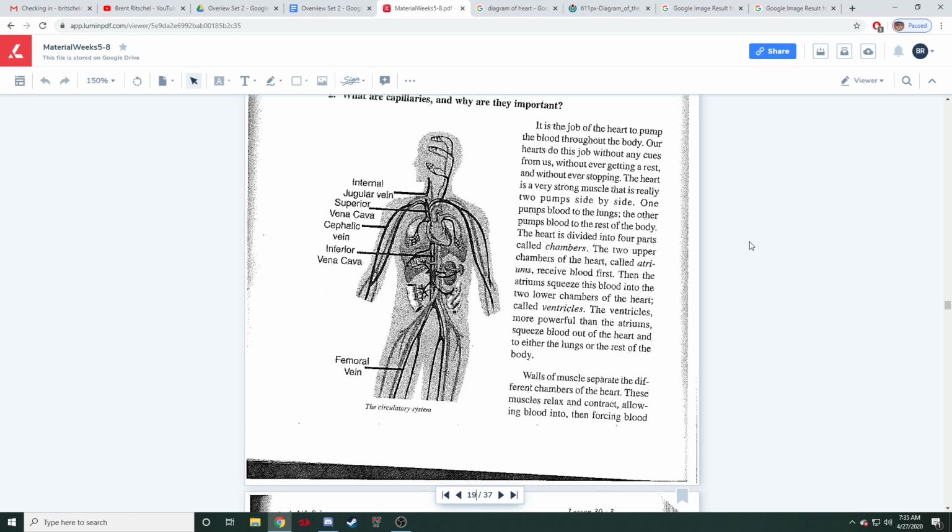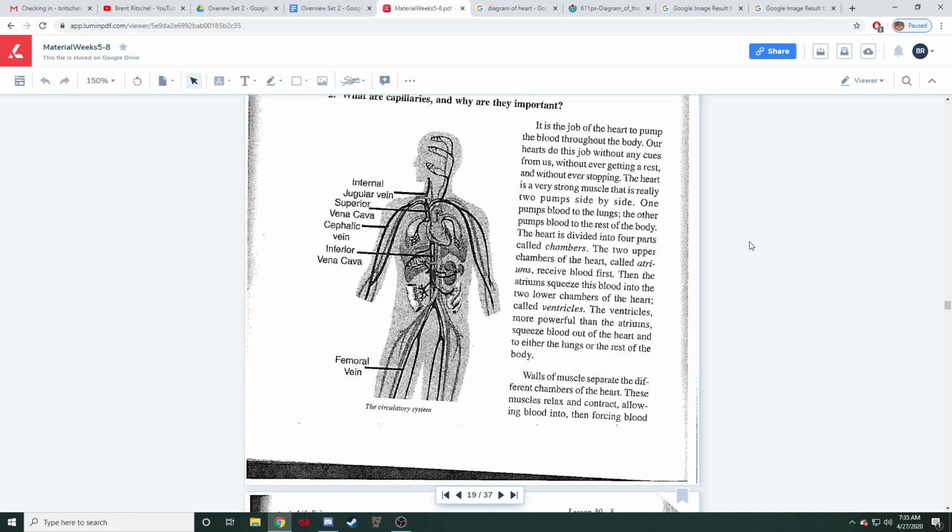The heart is a very strong muscle that is really two pumps side by side. One pumps blood to the lungs, the other pumps blood to the rest of the body. The heart is divided into four parts called chambers, so four chambers. Two upper chambers of the heart are called atriums, and receive blood first. Then the atriums squeeze the blood into the lower chambers of the heart called the ventricles.